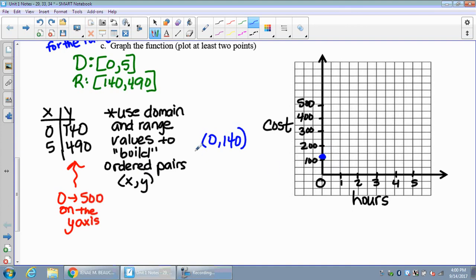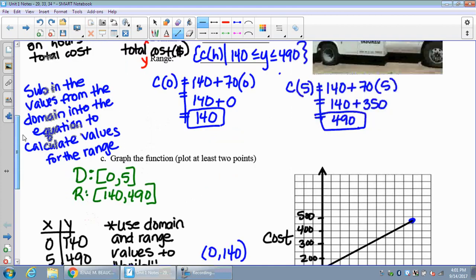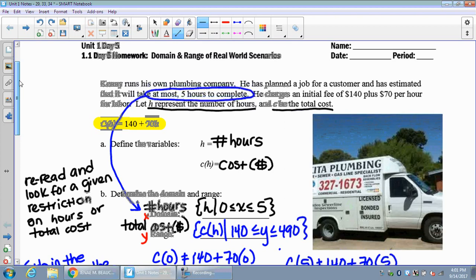And then I've got 5, 490. So there's 5. And if I look, 500 is here. 490 is going to be right underneath. Our line is going to be a line segment and not a line because it says he works up to the 5 hours. He is not working past 5 hours. And our graph is complete. So this wraps up our example of giving a restriction on the domain.